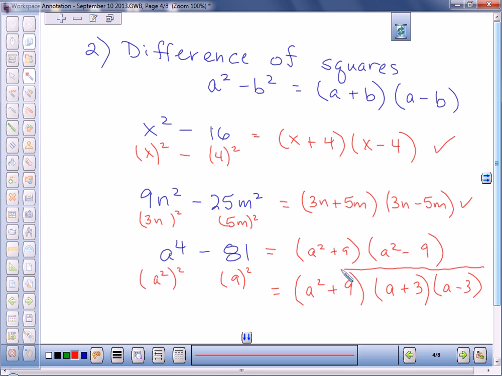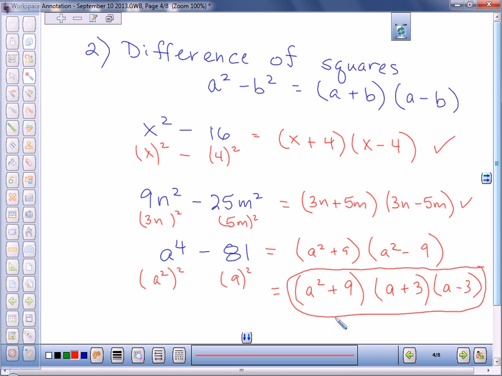That is the final answer. How come you don't do the plus 3 thing to the first one? Well, because this is a perfect square and this is a perfect square, but is that a difference? No. So it will not factor that way.